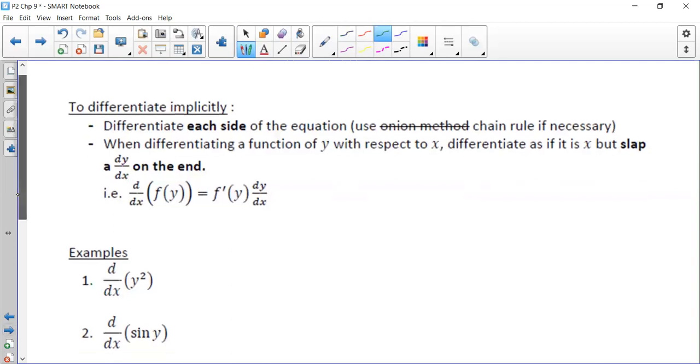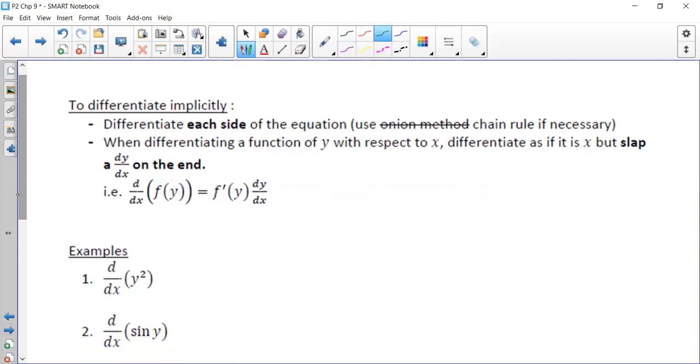Next, implicit differentiation. Now, to differentiate implicitly, we differentiate each side of the equation. Use the onion method. I used to call it the onion method because chain rule is like, if you remember what I explained, peeling an onion. The more layers there are, the more tiers you have to differentiate. That's chain rule, layer by layer from the outside to the inside. So I used to call it the onion method. Anyway, we differentiate each side of the equation, both sides.